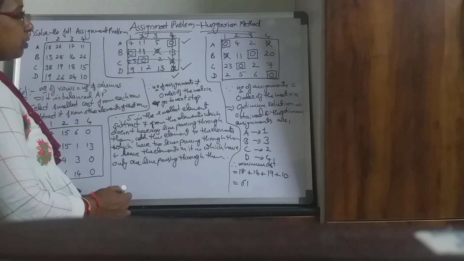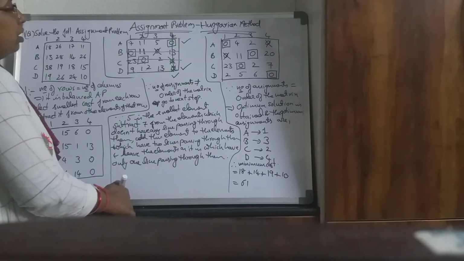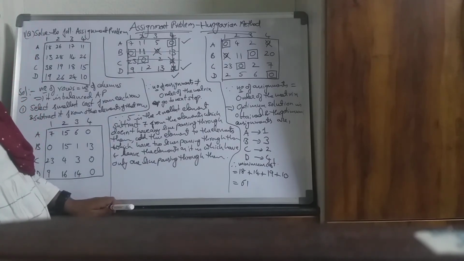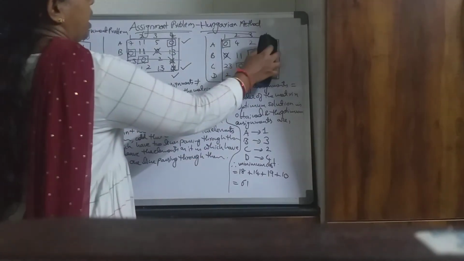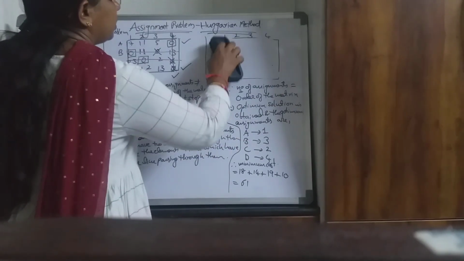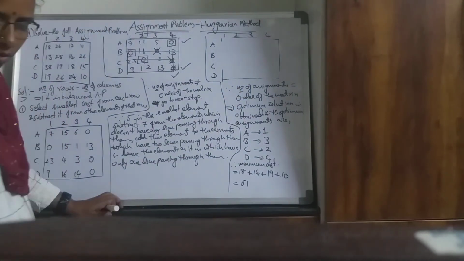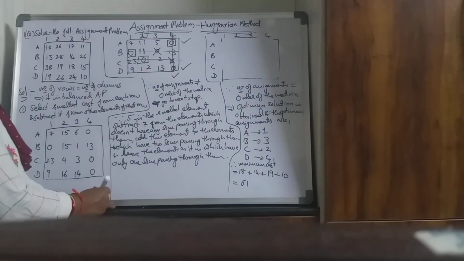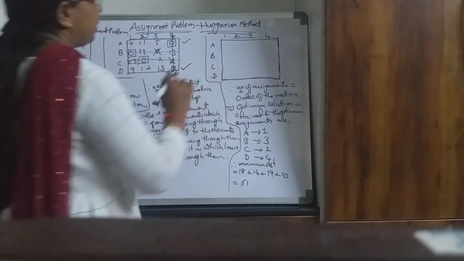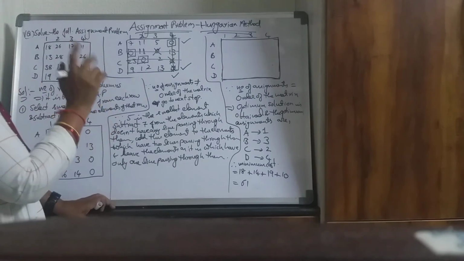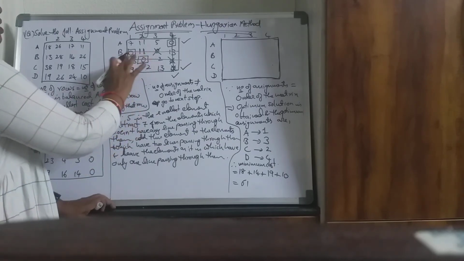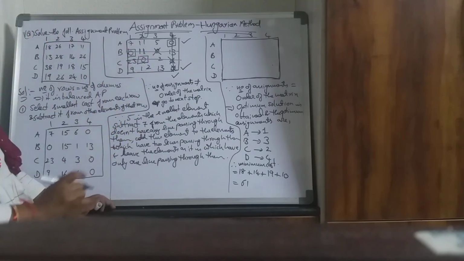Now I have to subtract this 5 from the elements which don't have any line passing through them, and add this element to the elements which have 2 lines passing through them. So I will do this assignment again. Here the smallest element is 5. So I have to add this 5 to the elements which have 2 lines passing through them, subtract it from the elements which don't have any line passing through them, and leave all other elements as they are, which have only 1 line passing through them.